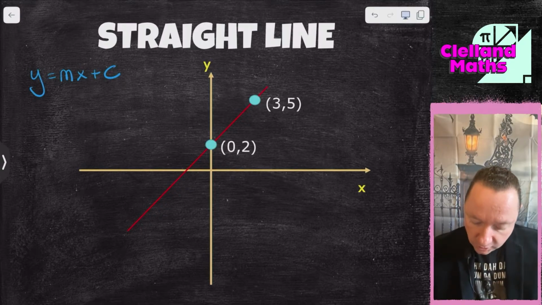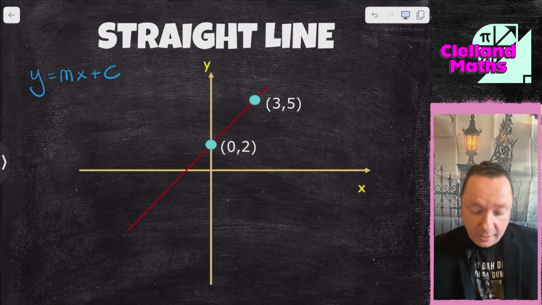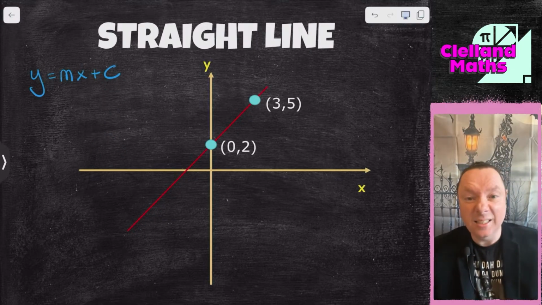So if I look at this question here, I already know where it cuts the y-axis. It cuts it at (0, 2). So straight away, c is actually the number 2. So the only thing I'm missing is the gradient.